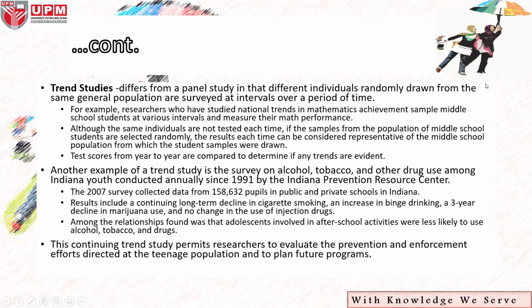So the result is each time can be considered representative of the middle school population from which the student samples were drawn. The test score from each year to year are compared to determine if any trends are evident. So kalau trend ni dia tak sama, bukan individu yang sama. We pick randomly, but they still share similar characteristic. Middle school student, okay? And then, ni contoh lain lah so ni saya tak baca lah this one.